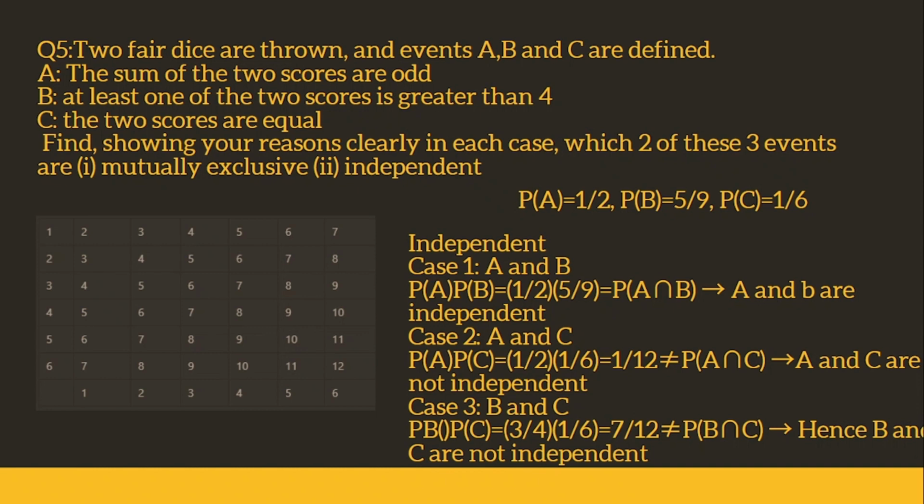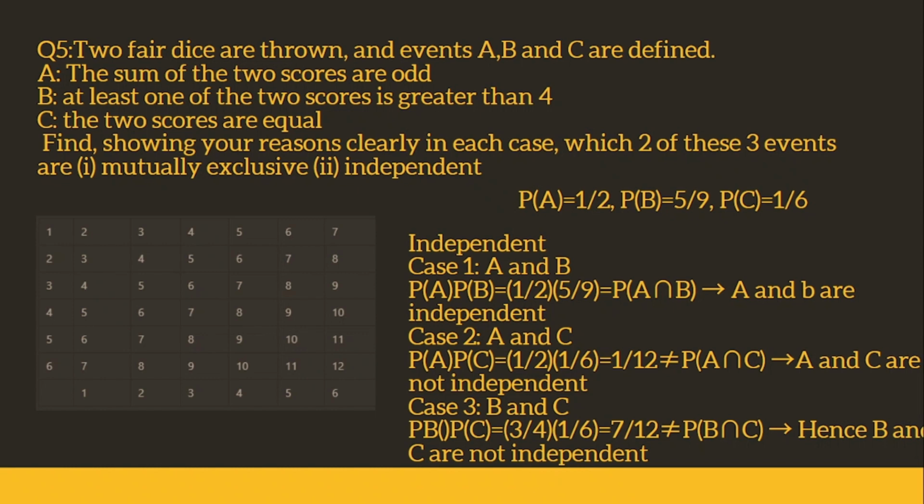Then the probability of A multiplied by the probability of C is 1 over 2 times 1 over 6, which equals 1 over 12. In that case, it is not equal to the probability of A intersecting C. How do we get the probabilities of A intersecting B, A intersecting C, and B intersecting C? We can just observe the grid, as shown in the two-dimensional table below. So we find that A and C are not independent.